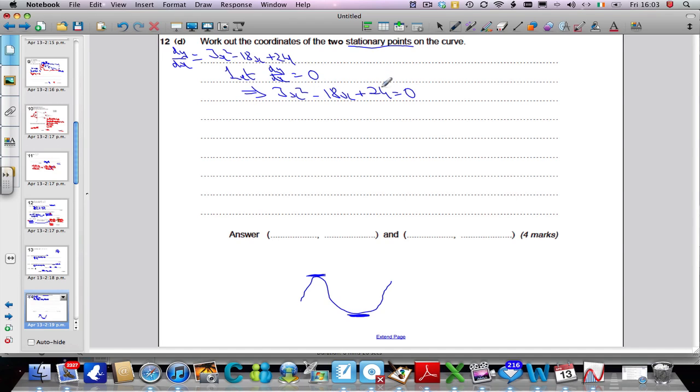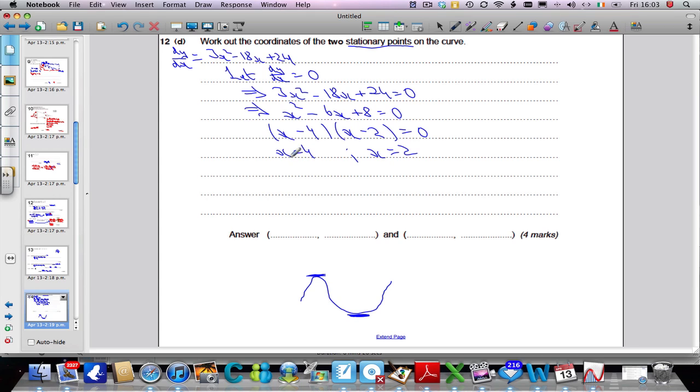I'm going to factorize this. First of all, everything's a multiple of 3, so I'm going to divide everything by 3. We get x squared minus 6x plus 8 equals 0. Right, x and x in our brackets, and I want factors of 8 that add to give us -6. So -4, -2. That means x equals 4 or x equals 2.